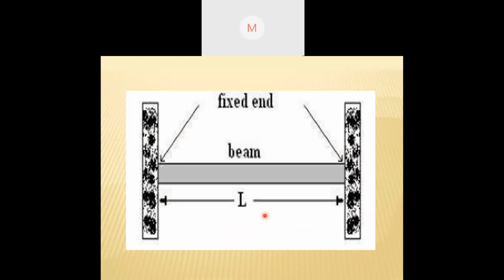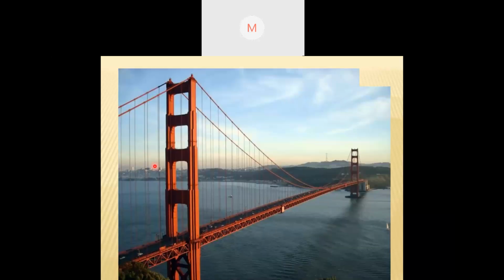Now this is a typical example of a fixed beam. So if you see this example of a fixed beam, so this is the fixed beam. So this can resist actually horizontal, vertical, and moments. All these three can be resisted by this. Okay.